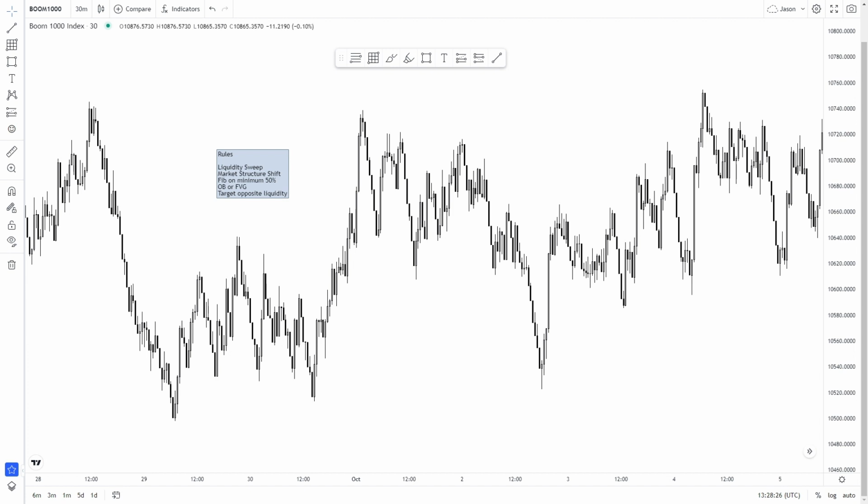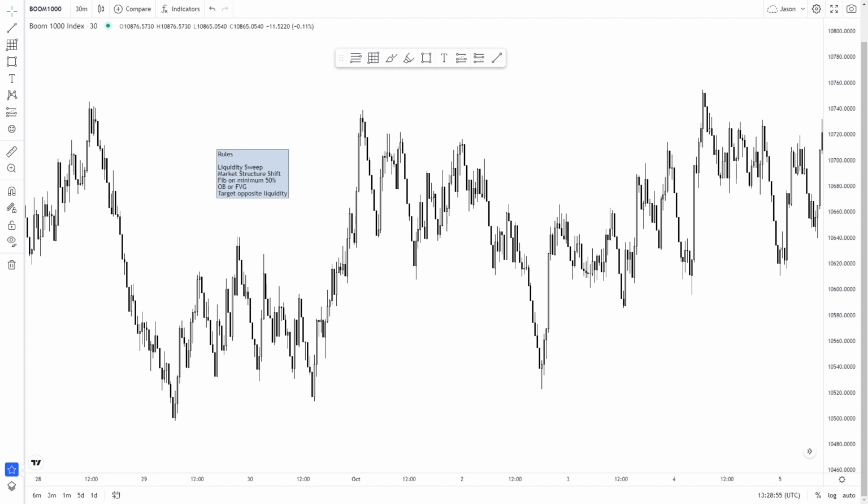Alright, so there's a few rules that we need to keep in mind before we enter a trade. We need to wait for a liquidity sweep, a market structure shift, fib below or high to 50%. It depends on which market you are, discount or premium. I always enter from an order block or a fair value gap, and I always target the opposite liquidity. Alright, so let's look at this market.